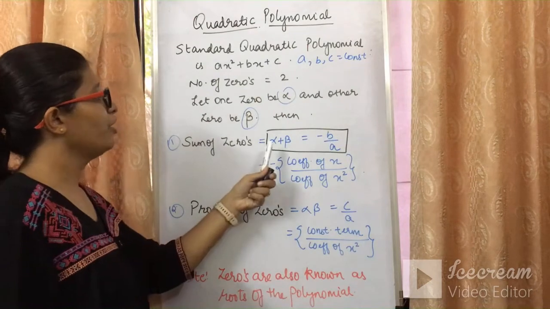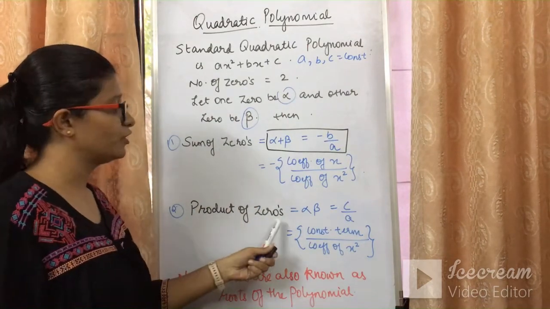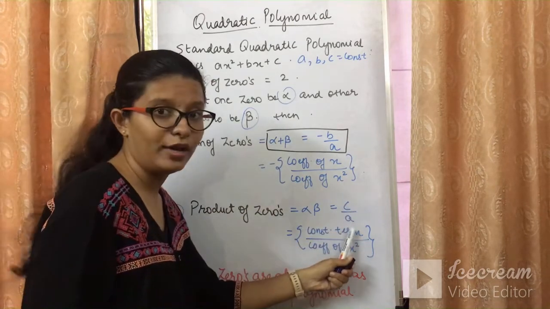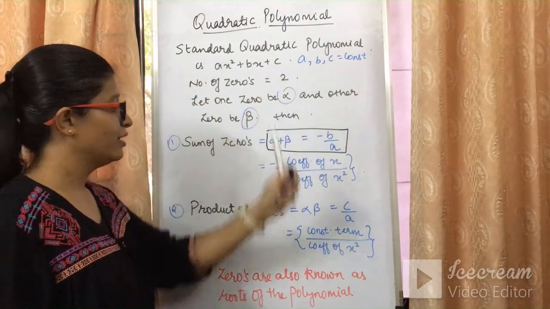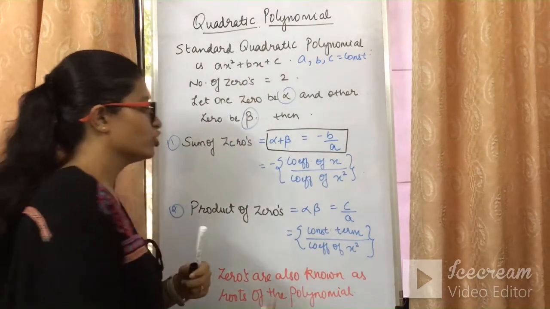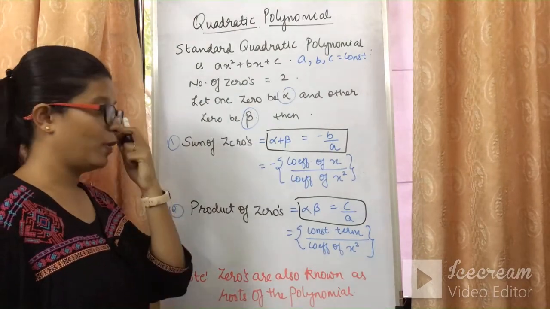Fine. Now if we take the product of the two zeros, that is alpha into beta. Alpha into beta is nothing but c upon a. c is the constant term in the polynomial, and a is the coefficient of x square. So the formula for the product is alpha beta equals c upon a.